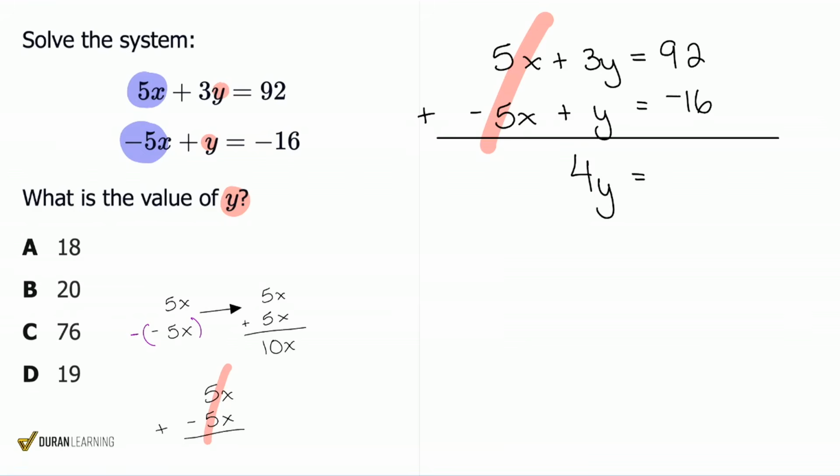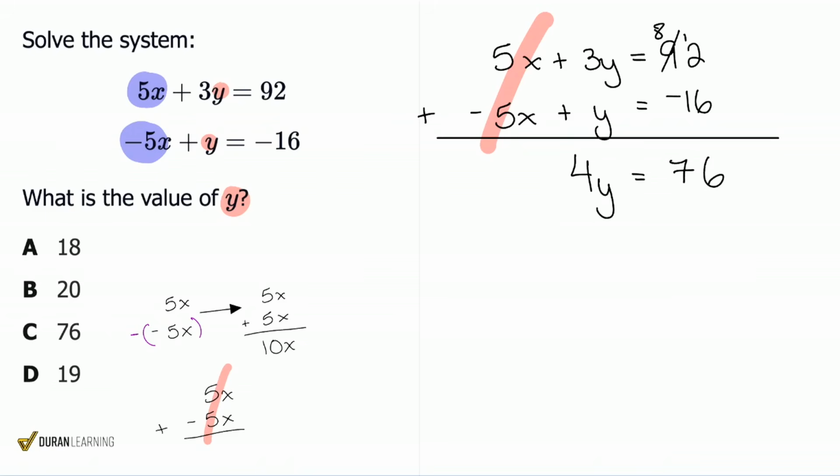And then up next, how do we treat this, everyone? 92 plus a negative 16. We would just treat that as what operation, everybody? A positive plus a negative. Yeah, we just treat it like subtraction. And so, let's go ahead and do so. Let's borrow. Let's make that a 12. 12 minus 6, that's 6. 8 minus 1, that'll end up being 7. So we have 4y equals 76, but we're not quite done, everybody.